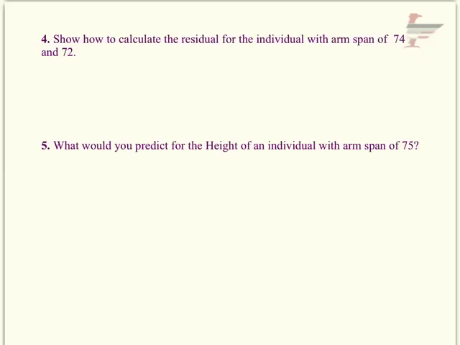Number 4 says, show how you calculate the residual for the individual with arm span of 74 and 72. So what you need to do, and you might need to go back to a previous slide here, is go back to the data and look for the person that had the arm span of 74. And I'm just going to write out that full point. That person with an arm span of 74 had a height of 76, and that was the only 74. The person with an arm span of 72 had a height of 74.